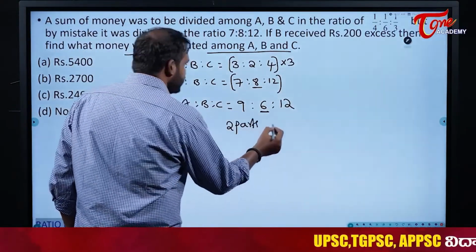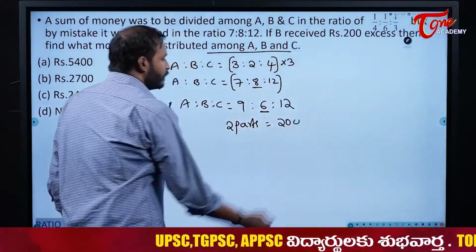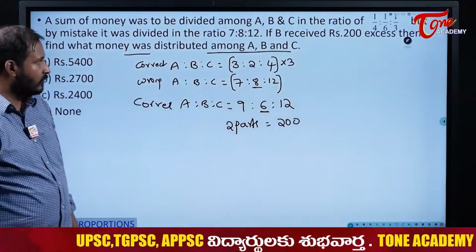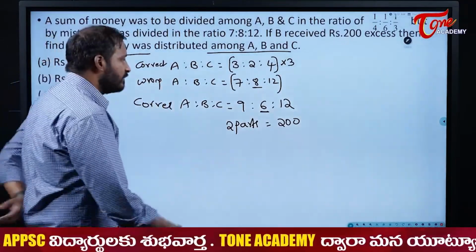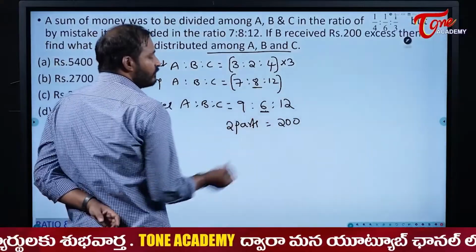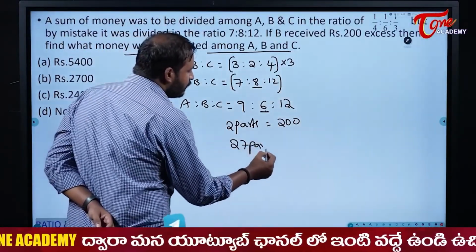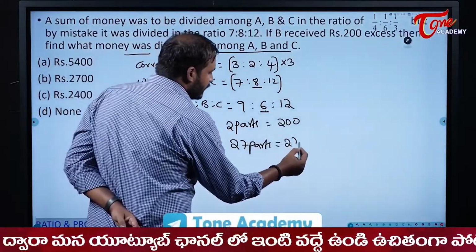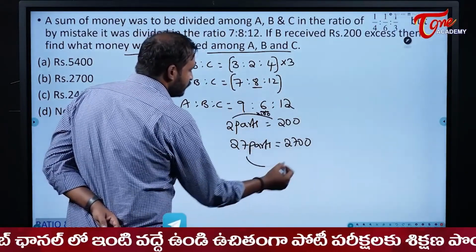These 2 parts is equal to what according to the given question? 200. Now, find the amount which was distributed among A, B and C. That means the total amount. What is the total amount? 27, right? So 2 parts is 200. Then 27 parts will become how much? 2700. Why? Because into 100 here, so the same into 100 here.